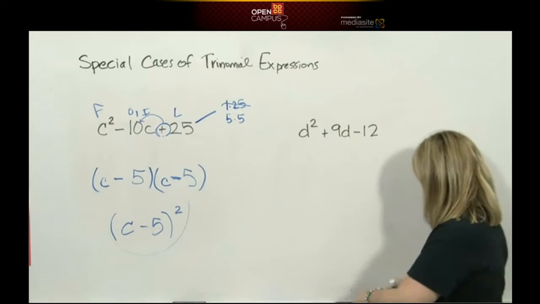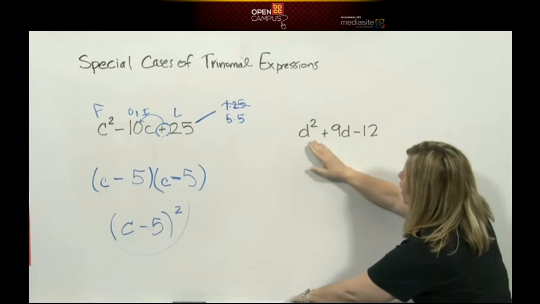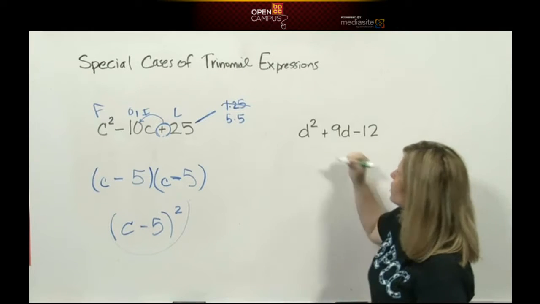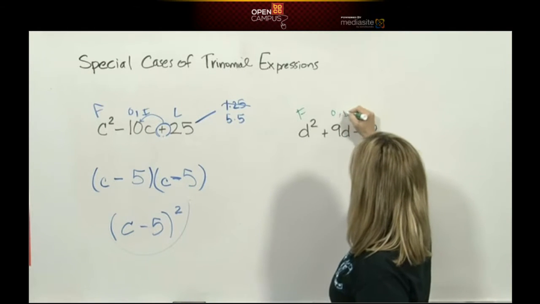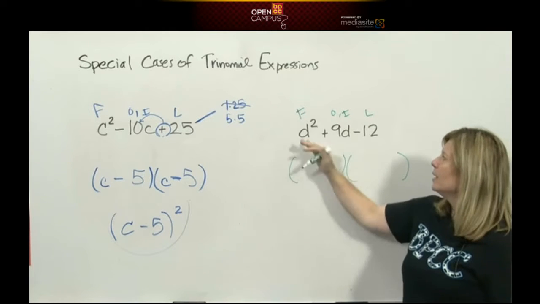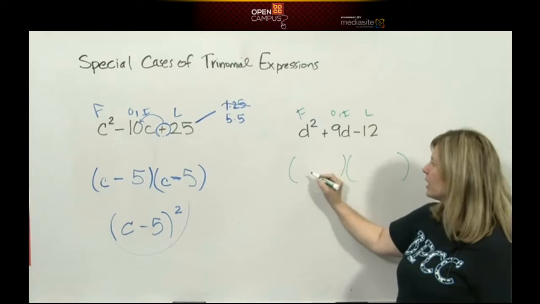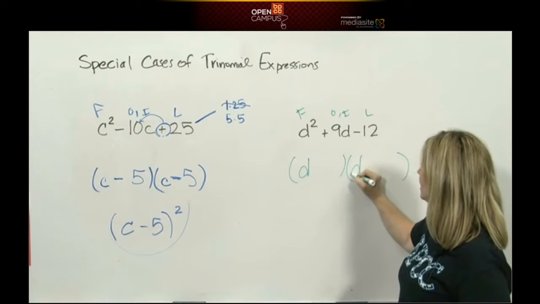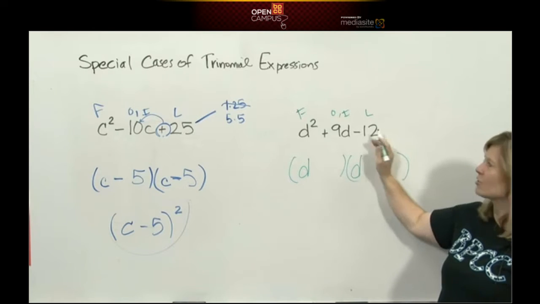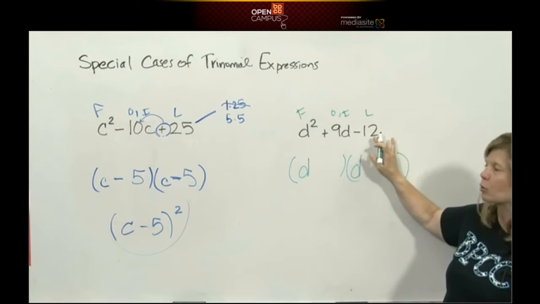Okay? One more example. D squared plus 9D minus 12. All right, I have a trinomial. It's in the correct descending order. I know it should factor into two sets of parentheses. D squared is easy. The only thing in algebra that can multiply to D squared is D times D. After I'm done with the first term, I go to the last. Don't worry about the sign, just worry about the number, 12.